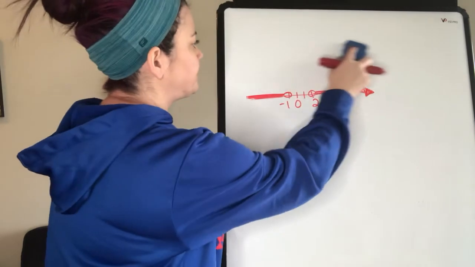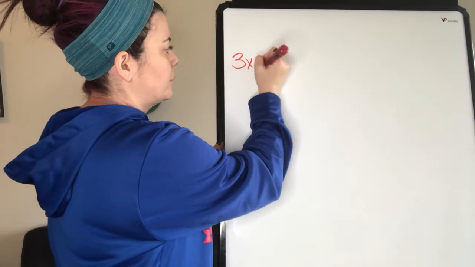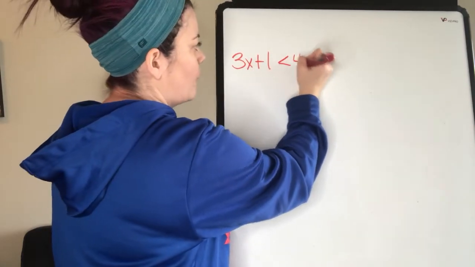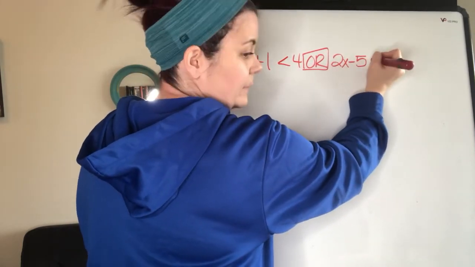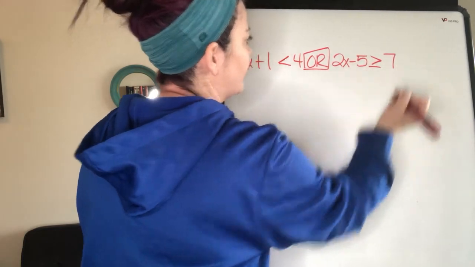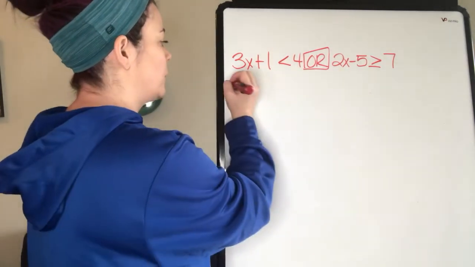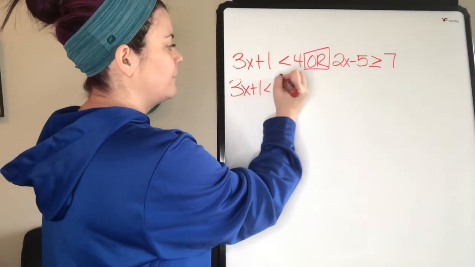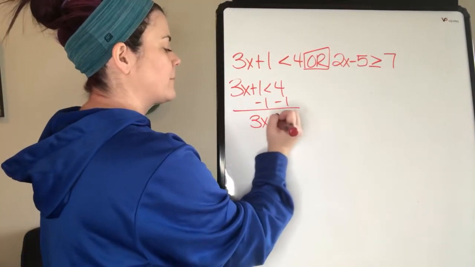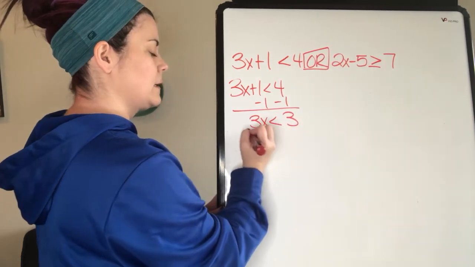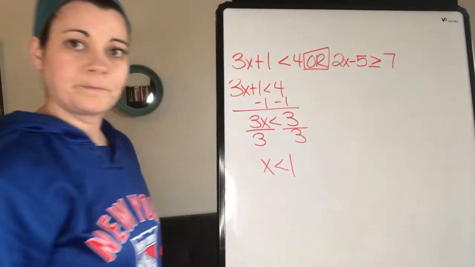Another example, now to solve an or problem: 3x plus 1 is less than 4, or 2x minus 5 is less than or equal to 7. Okay, so for this one, all we do is solve these inequalities like normal. So we have 3x plus 1 is less than 4. We're just going to solve this inequality. Subtract 1 from both sides, we get 3x is less than 3. Then we're going to divide both sides by 3. X is less than 1.